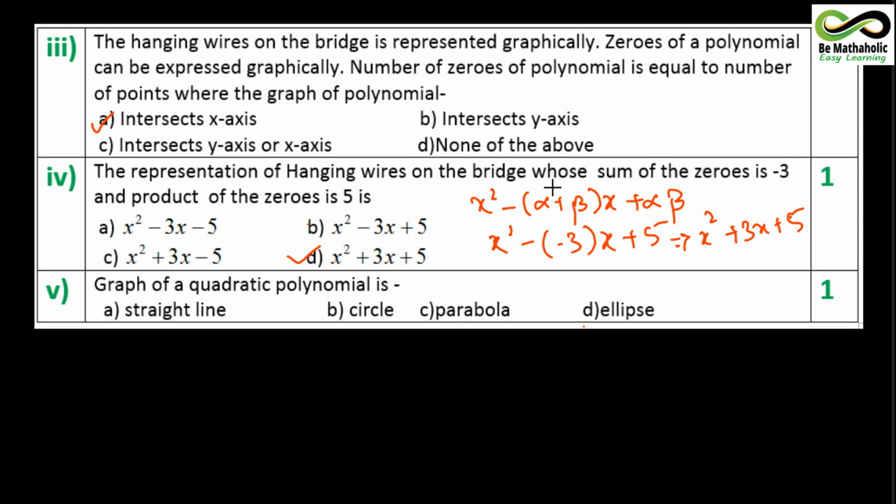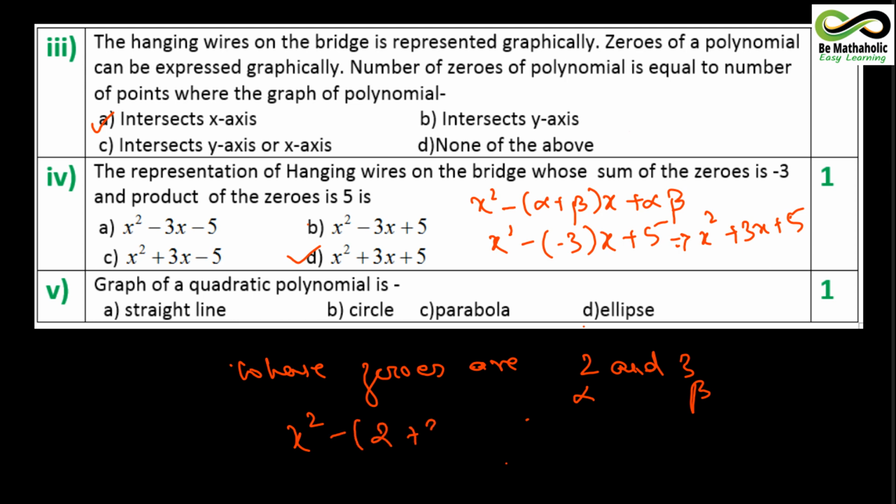Sometimes instead of the sum of the zeros and product of the zeros, children, you are given directly: find the quadratic polynomial whose zeros are, say, 2 and 3. Now what does this mean? This means that this is alpha and this is beta. So in this the expression will change. You are supposed to substitute these zeros here in place of alpha and beta. So the required polynomial will be x square, now 3 plus 2 is 5, minus 5x plus 3 twos are 6. So this is the required polynomial.